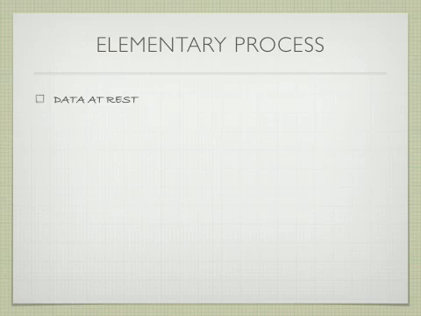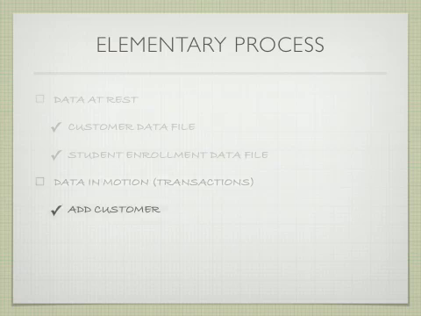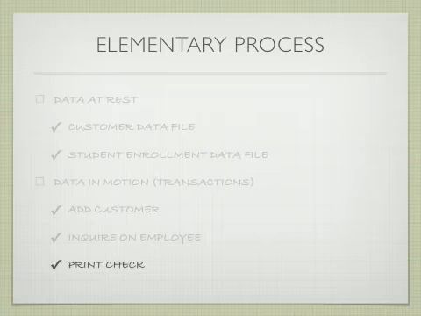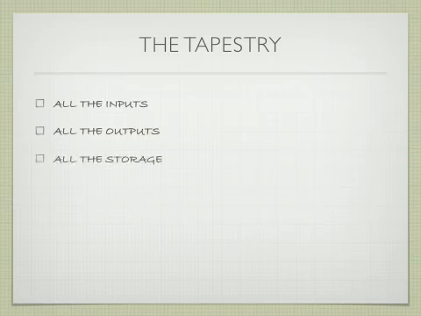In function points, we look at data at rest. For example, a customer data file, a student enrollment data file, and we also look at data in motion: adding a customer, inquiring on an employee, printing a check. The tapestry are all the inputs, all the outputs, and all the storage.